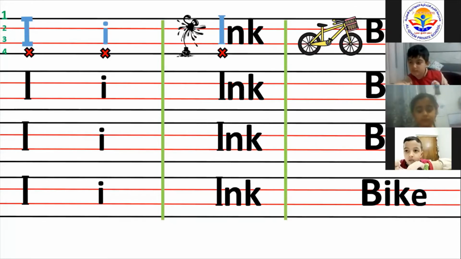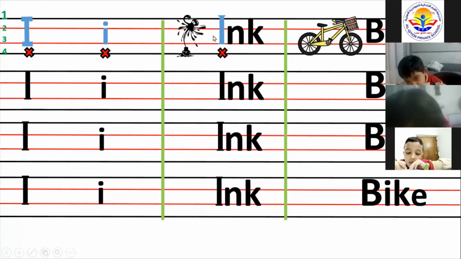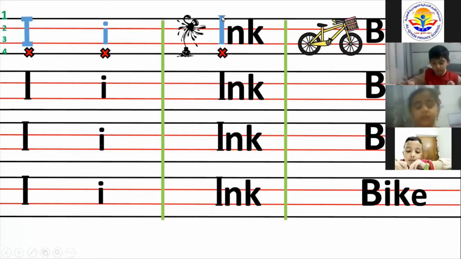Hurry up. So this is the 9th letter in the English alphabet. Its name is I. Its sound is I. This is the capital letter I which we use at the beginning. For example, the word ink. It is starting with a capital letter I. So when we write the word ink, we have to write the capital letter I just on the first 3 lines.